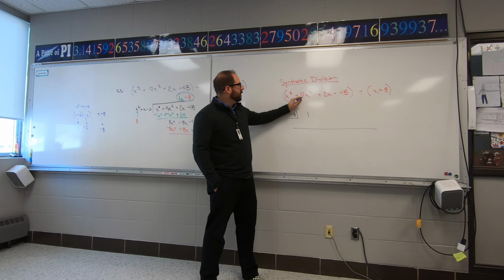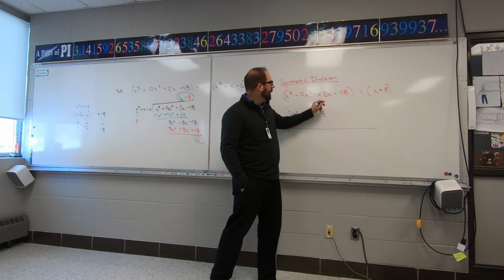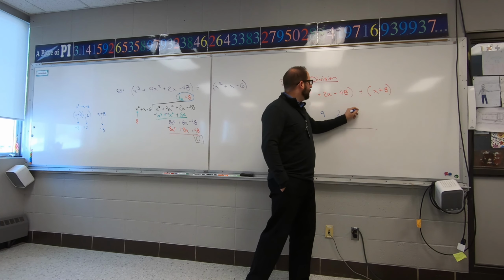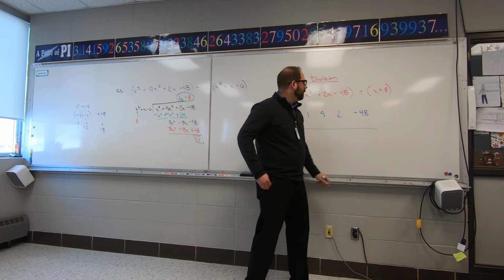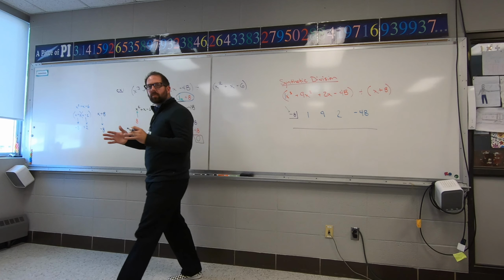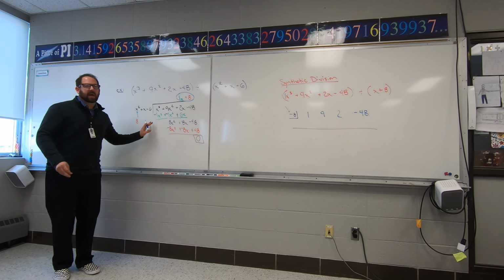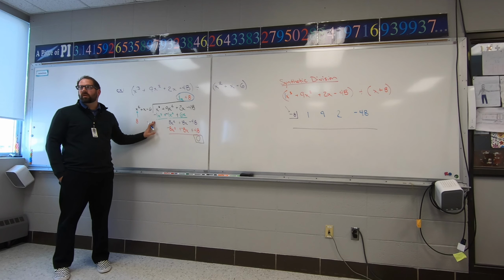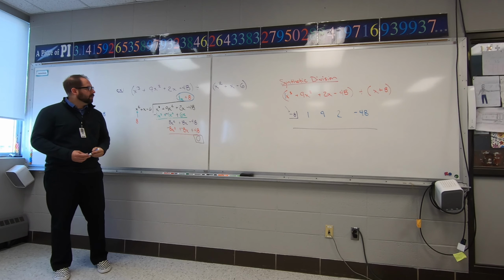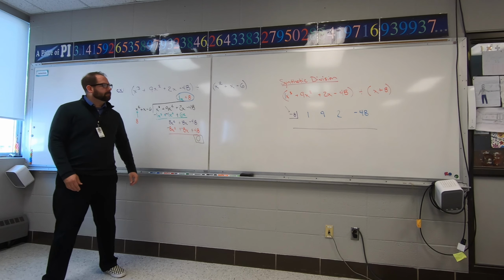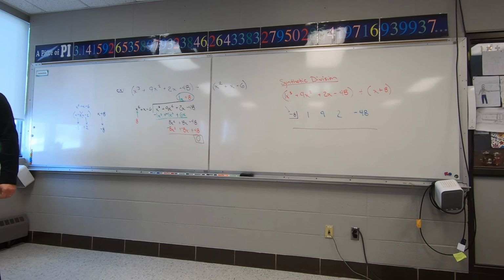The number that's after it? 9. The number after that? 2. And the last number? -48. Okay, if there's any missing terms, you have to fill in zeros. That's the same thing with long division. If I was missing anything in long division, you do have to fill in zeros before you long divide them. So if there's any missing terms, we'll look at more examples of those tomorrow. Maybe one of our challenging problems we'll look at.